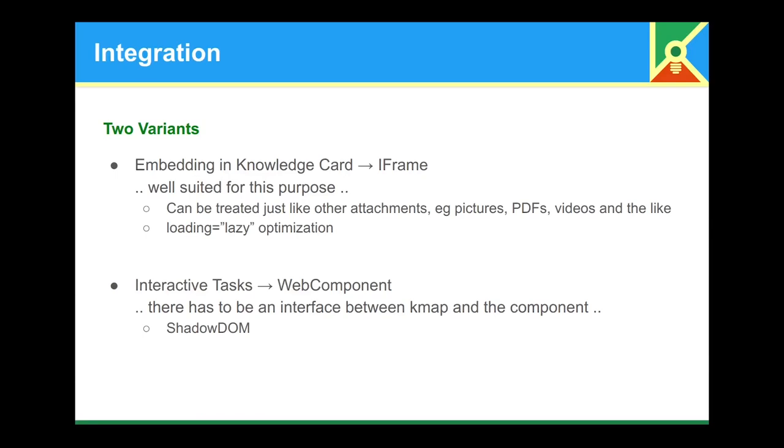How is the integration of JSXGraph and KMap actually accomplished? There are two variants. The first variant is used by knowledge cards. It's just HTML files that are embedded by methods of iframes, just like other attachments like pictures and PDFs and videos and the like. And it's well suited for this purpose because you can even use the lazy loading optimization. So this is the easy variant.